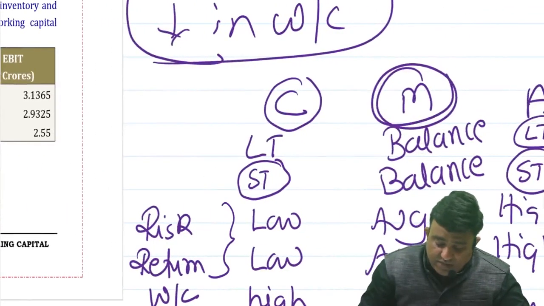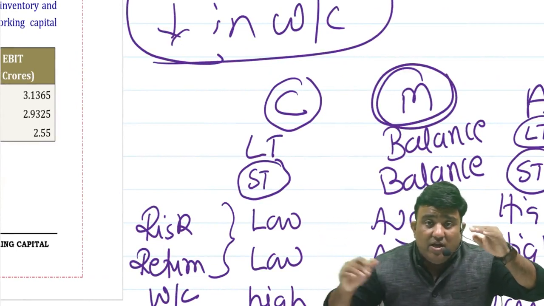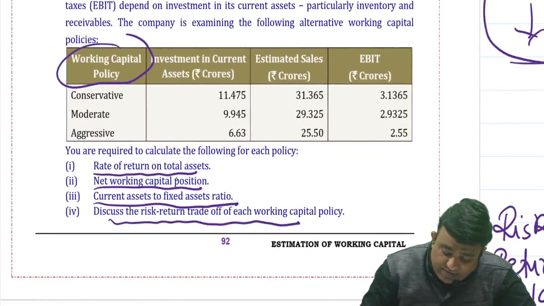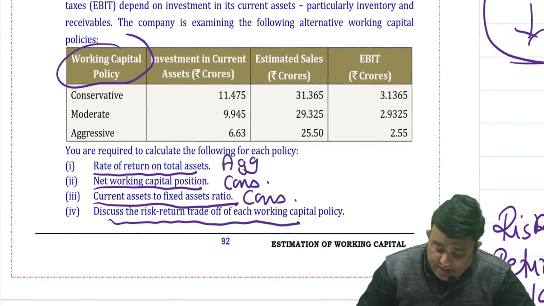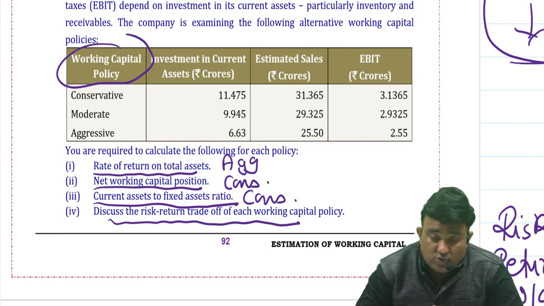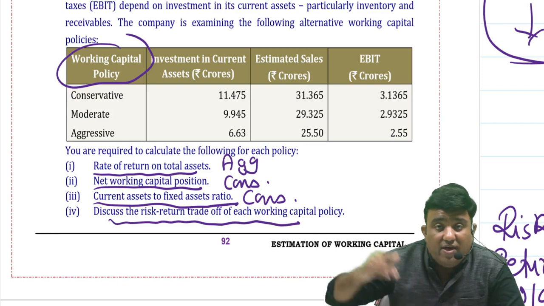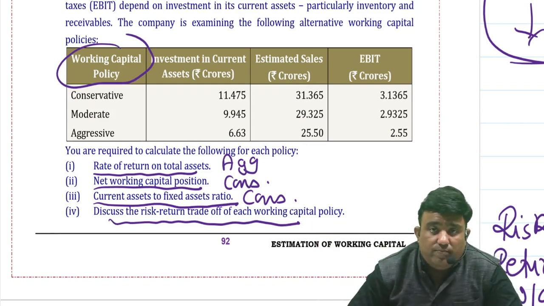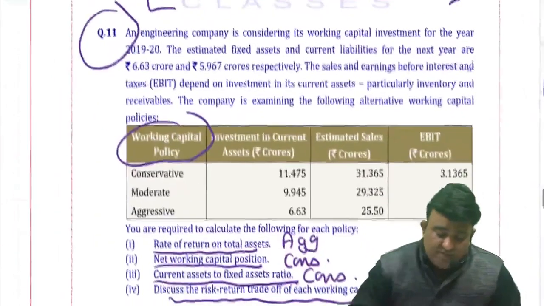This is risk return trade-off. You have to just write conservative, less risk, less return; aggressive, high risk, high return; moderate, moderate risk, moderate return. And without calculation, I can say the rate of return will be high in aggressive, working capital will be high in conservative, current asset to fixed asset ratio will be high in conservative. Because when you talk about working capital, student, definitely you will keep more working capital in conservative and less in aggressive. And moderate is always a balance of both the approaches. Clear, everyone? Again, student, this is a very classic example from exam viewpoint. Very important.